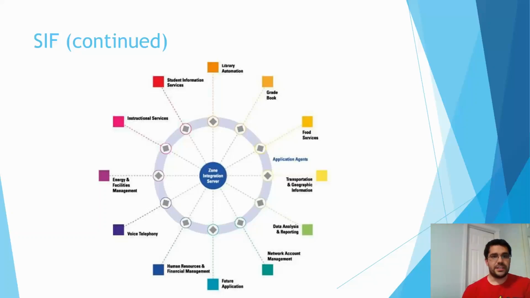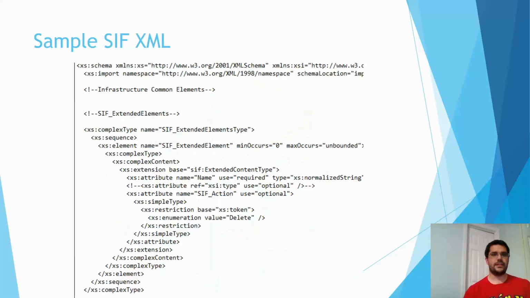So it's meant to do everything, and it's meant to send it all to this ZIS, the Zone Integration Server. So that's the thing that takes all the data that's put in the SIF vocabulary format and puts it all together and makes it accessible for everybody. And here's a sample of some XML code in this. Well, actually, I think this is more of a template, but in the SIF vocabulary.